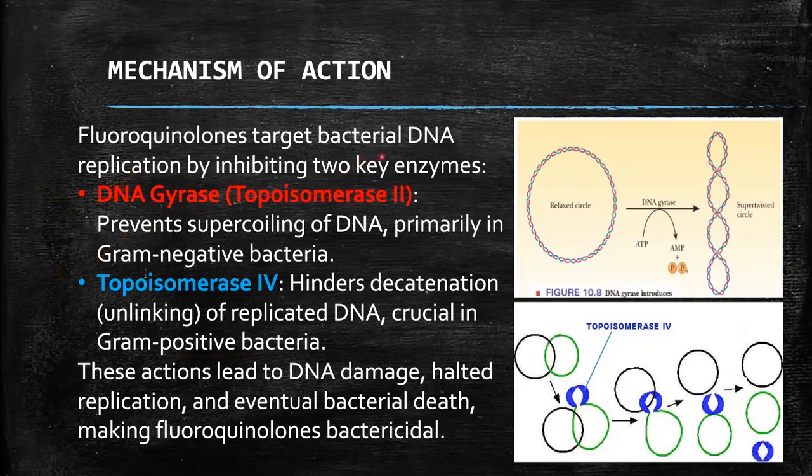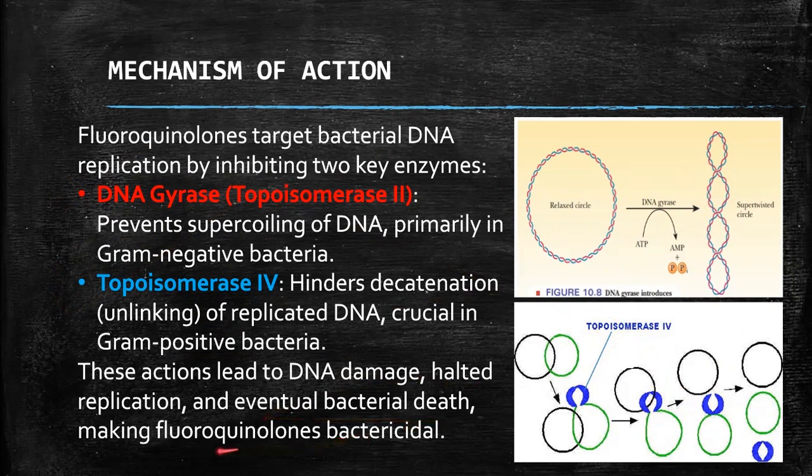But when the fluoroquinolones block both of them, then when DNA gyrase won't work, you will see an increase in torsional stress in the DNA, and ultimately you will see the breakage of the DNA. And if we look at topoisomerase 4, when its activity is blocked by the fluoroquinolones, the daughter chromosomes won't separate from each other. So ultimately the DNA goes towards damage, and you will ultimately see the death of the bacteria.